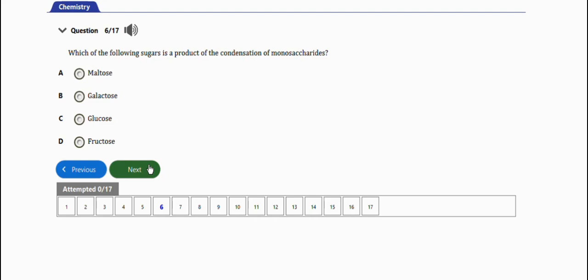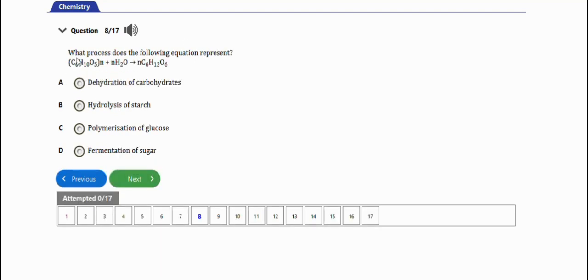The next question is this one. It says glucose reduces Fehling solution on warming. So the right answer is option B, copper monoxide. Take note of this particular question as well. The next question is this one. It says what process does the following equation represent? Because of this water here on the reactant side, this shows that this is hydrolysis of starch. Alright, so that's it for this question, option B.